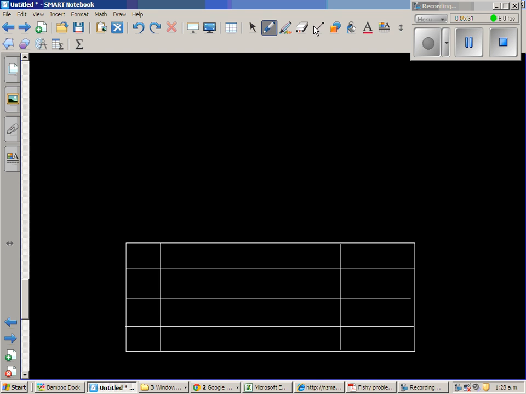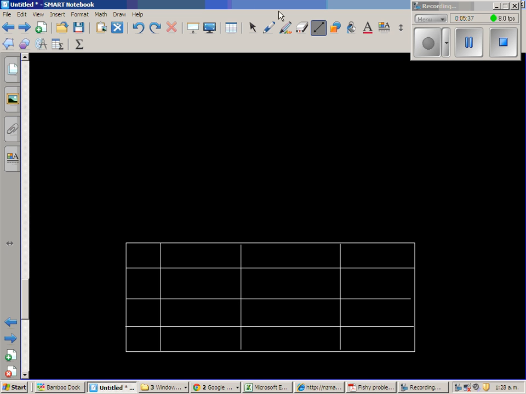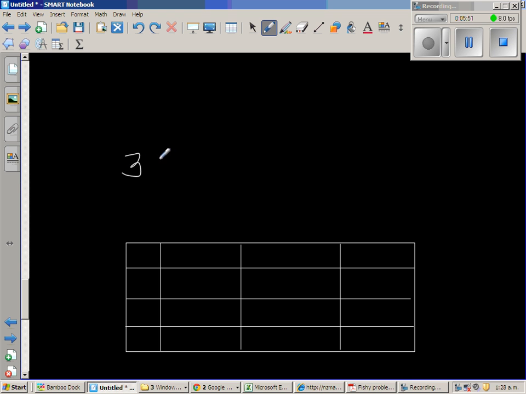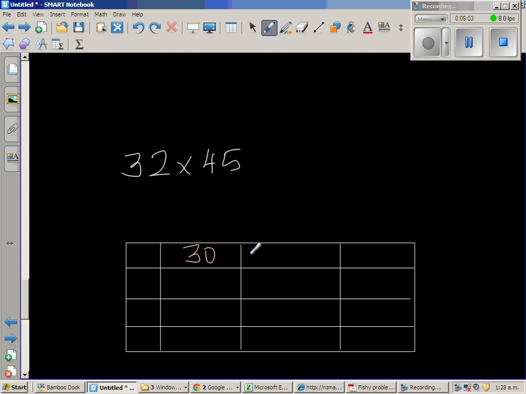Okay, one more question. Let me draw one more line. The next question is, let us make up a number. Say 32 times 45. Let us write the number. 32, I'll write 30 plus 2, and 40 plus 5 is 45. So this is the times, the multiplying.